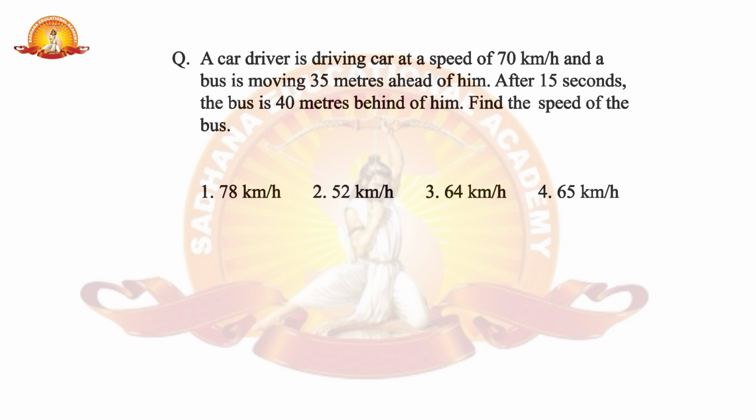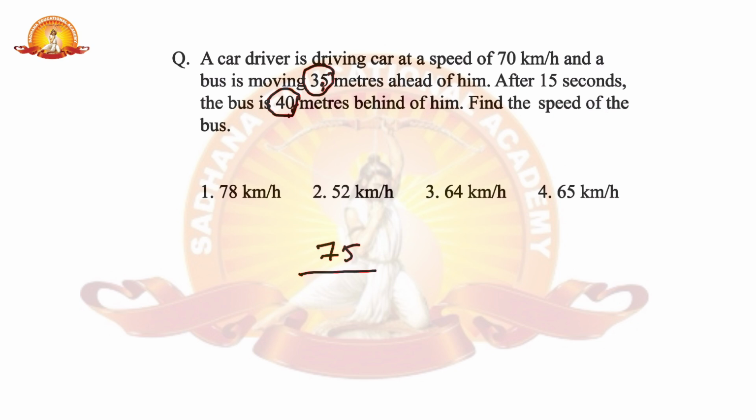A car driver is driving a car at 70 km per hour and a bus is moving 35 meters ahead of him. After 15 seconds, the bus is 40 meters behind him. Find the speed of the bus. Here, the car is overtaking the bus. Initially, the car is 35 meters behind and it is ahead by 40 meters. Total overcoming is 75 meters.